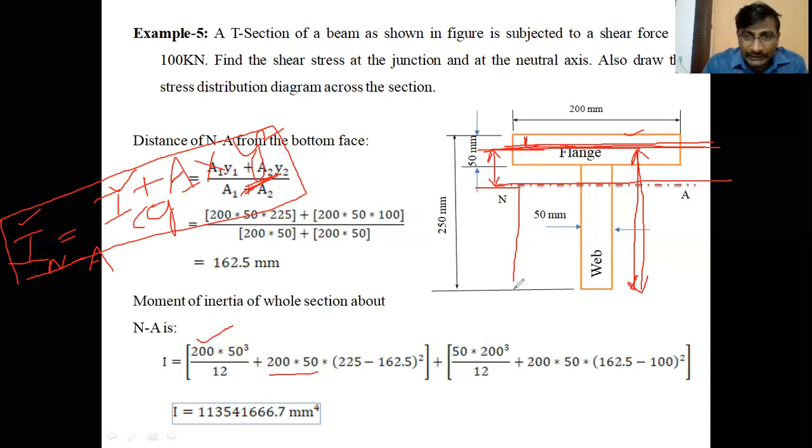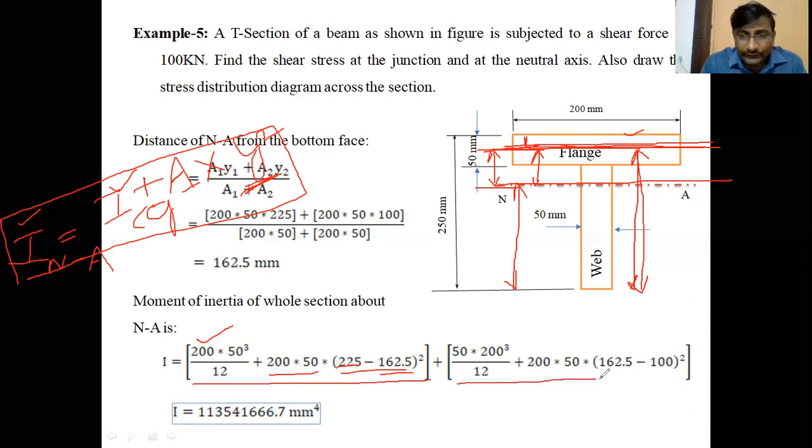But we know that the distance of the neutral axis from the bottom face is 162.5 mm. So we can subtract 162.5 mm from this distance, then we can get the distance between two axes. So the distance between two axes is 225 minus 162.5. This is the y value, whole square. Clear, students? I clearly mentioned in the formula, 225 minus 162.5 whole square is the y square. This is the moment of inertia of the flange about the neutral axis.